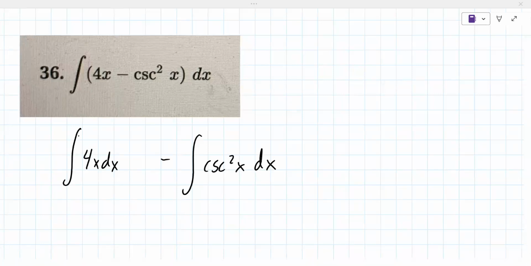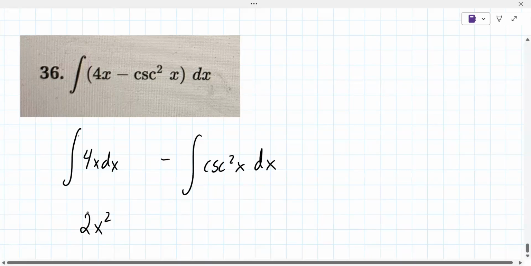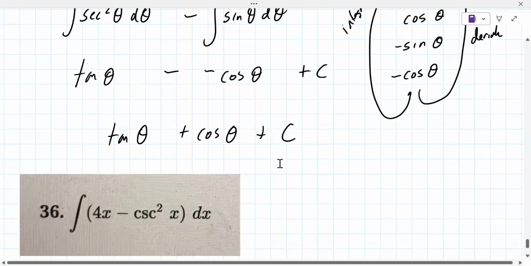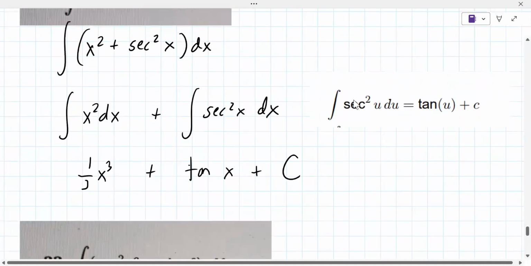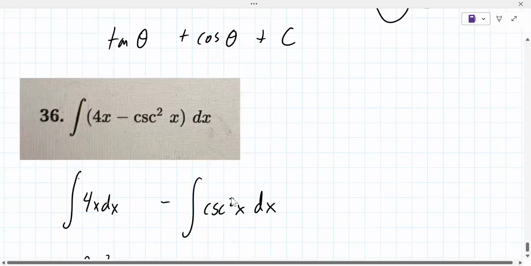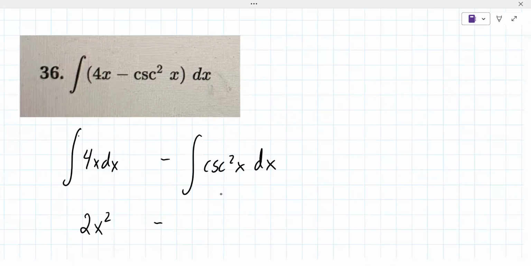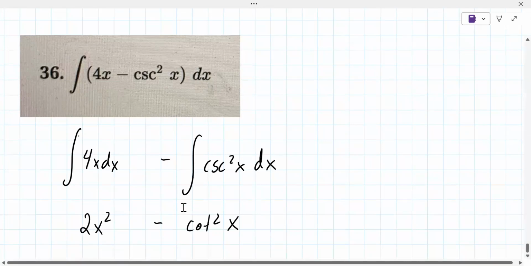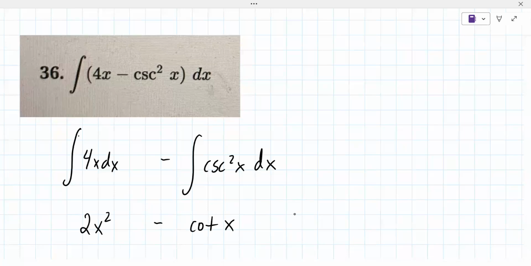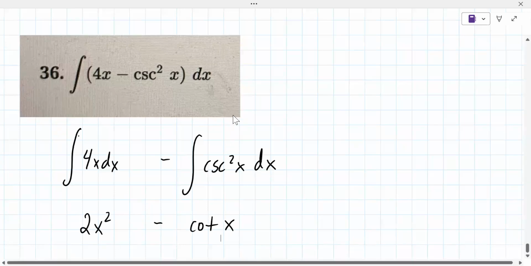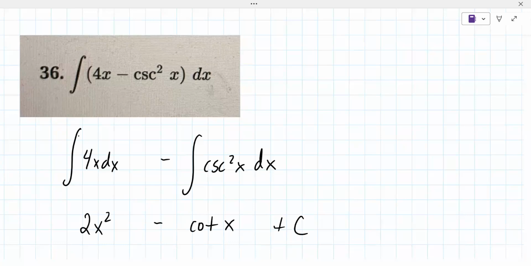4x squared over 2. So 2x squared. And then now it's like, do you remember whose derivative is cosecant squared? It's related to whose derivative is secant squared. So the derivative of tangent is secant squared. The derivative of what gives you cosecant squared? Well, that was cotangent. I'm sorry, cotangent, not tangent squared. And that's just another one that you can look up in that table.